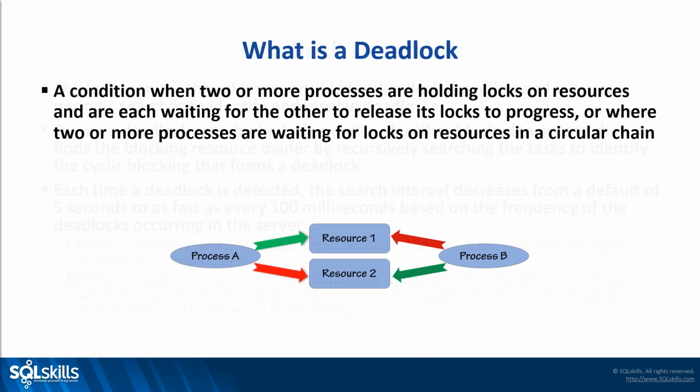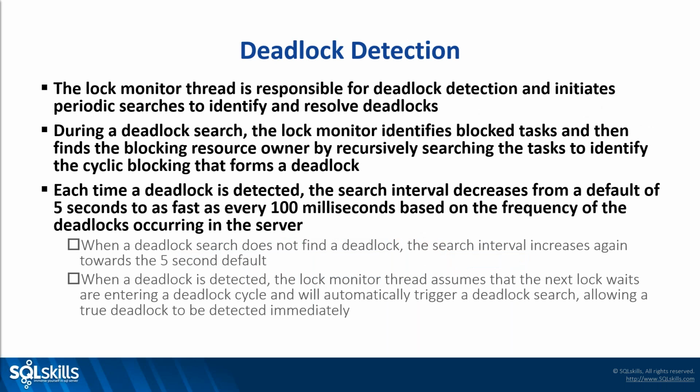So within SQL Server, it's the responsibility of the lock monitor thread in the engine to handle deadlock detection. And what it does is it wakes up every 5 seconds and it searches through the lock manager and all of the locks that are held in SQL Server looking for blocking. If it identifies that a task is blocked, it does a recursive search to identify if a cyclic blocking condition exists that forms a deadlock. So if SPID52 is blocked, who's blocking it? Is that blocked by 52? If it is, now we have a deadlock. We need to deal with that.